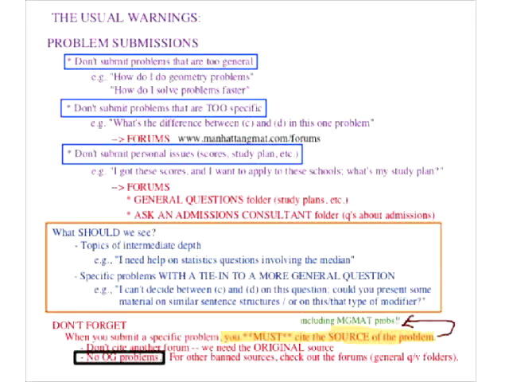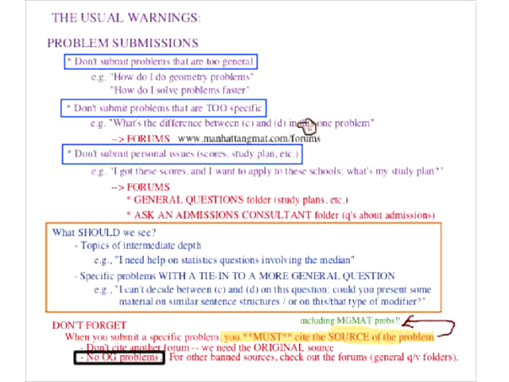The usual warnings we have to give you. First, as far as problem submissions, they shouldn't be too general. Basically, you can't ask about the entire test all at once, or huge, vast subject areas like geometry, which is too much for a single session, or how do I do problems faster across the board. Too much. We have to keep to a reasonable scope here.